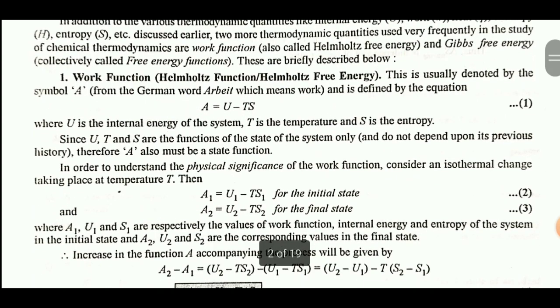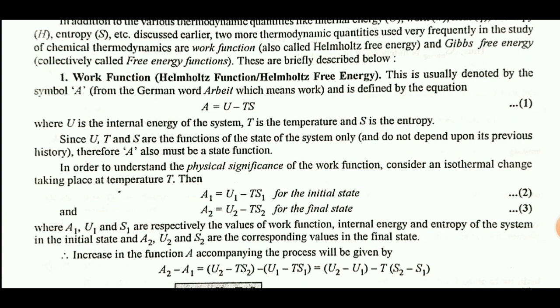First, work function. This is usually denoted by the symbol A, from the German word arbeit, which means work, and is defined by the equation A = U - TS, where U is the internal energy of the system, T is the temperature, and S is the entropy. Since U, T and S are functions of the state of the system only and do not depend upon its previous history, therefore A also must be a state function.